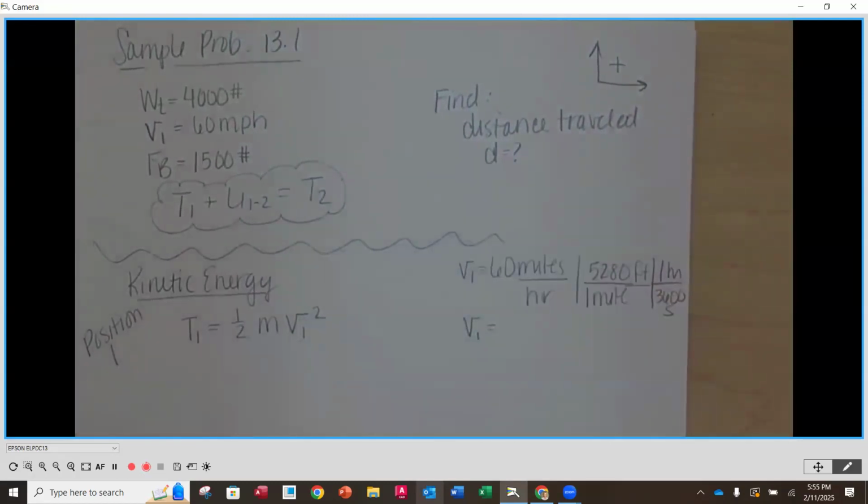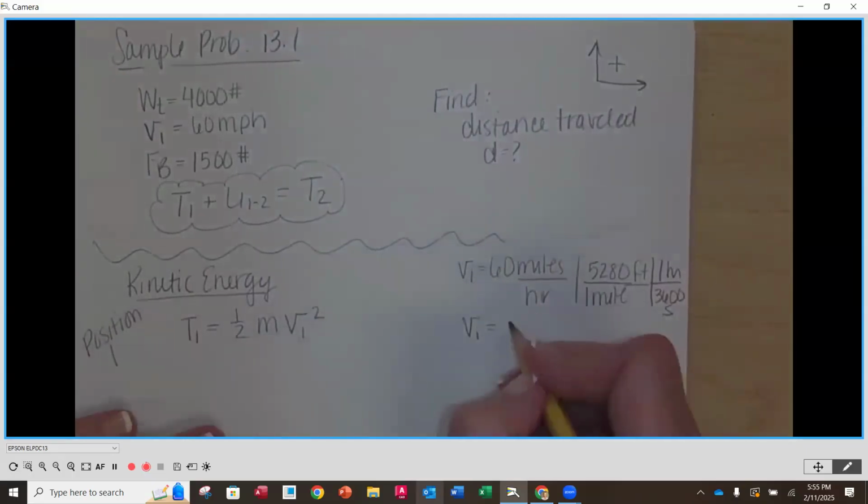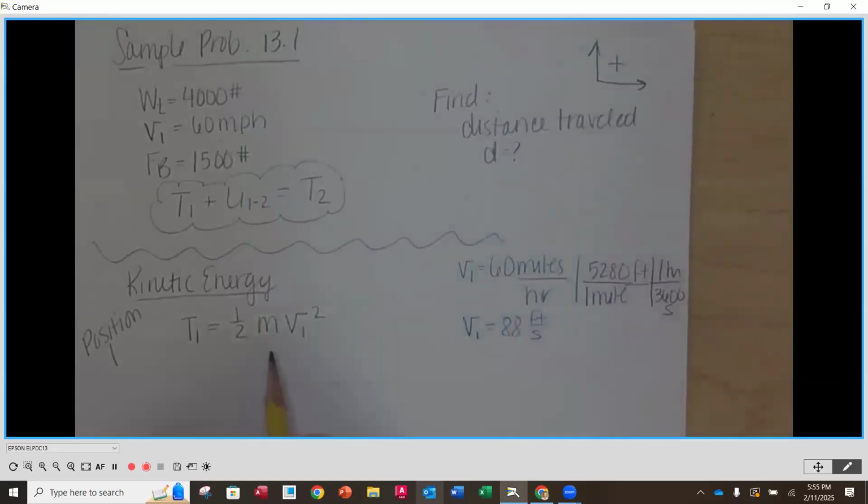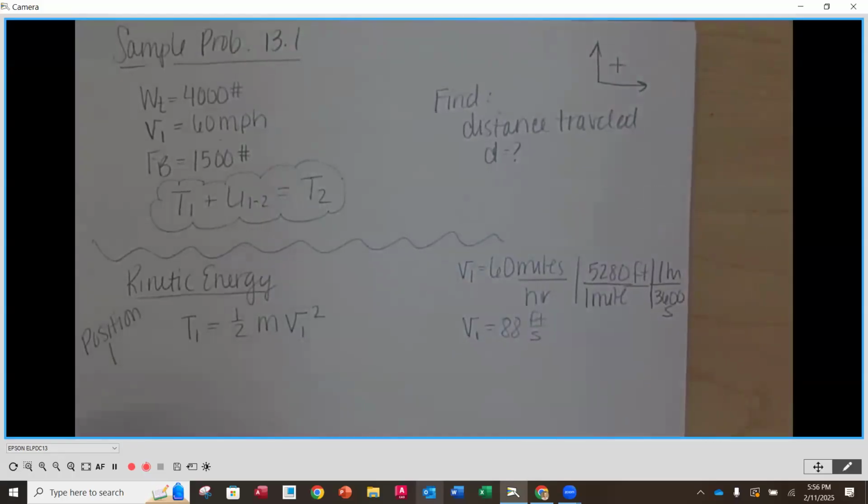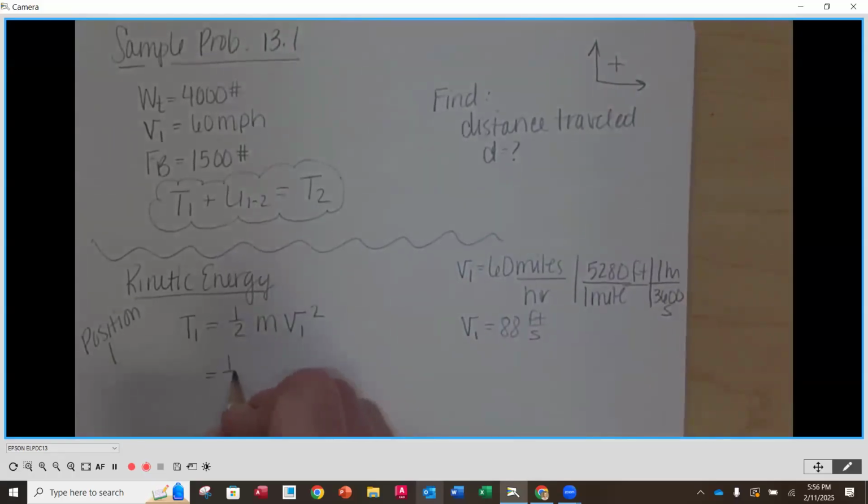So if we multiply that out, what do we get for our velocity? 88 feet per second, right? 88 feet per second. So that's the velocity that's going to go in here as velocity number 1 in our equation. So this is going to be equal to 1/2.